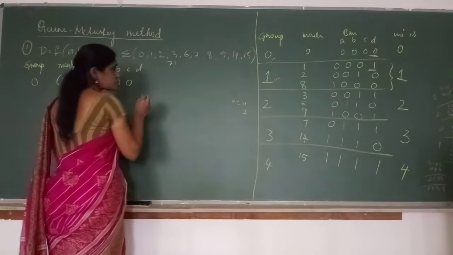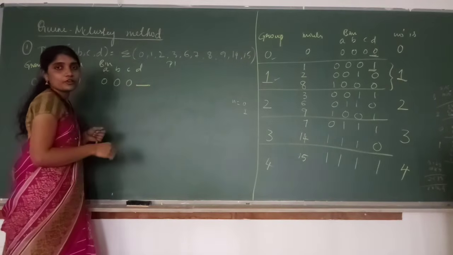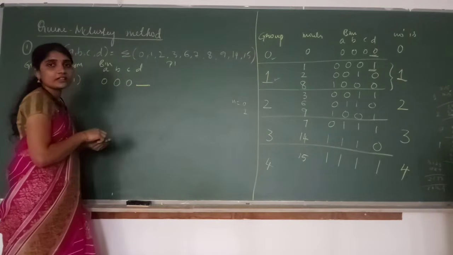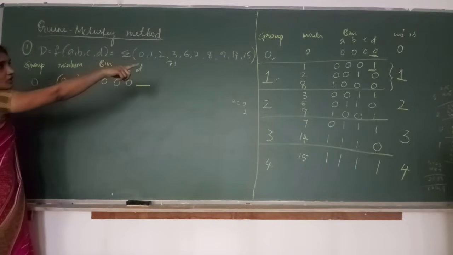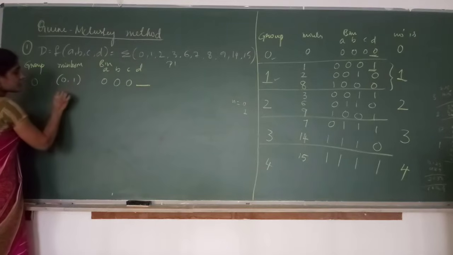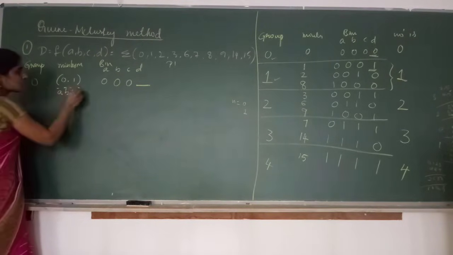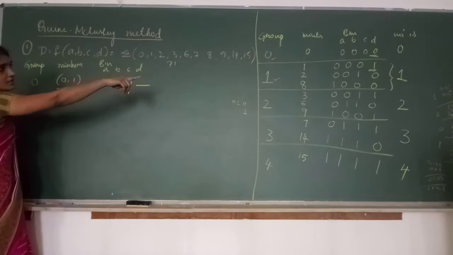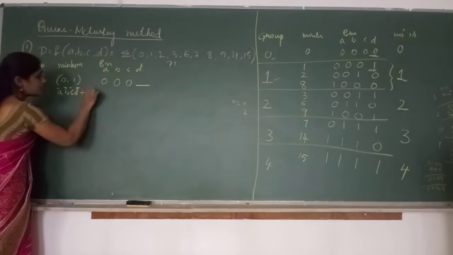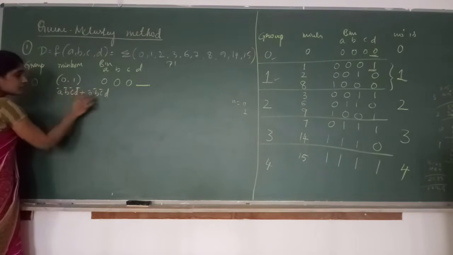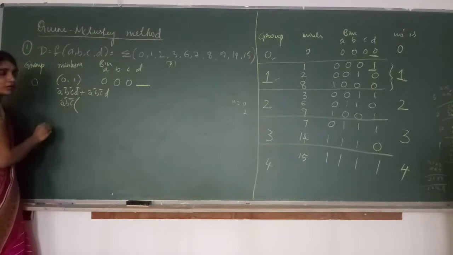So whichever position is different, for that you have to put a dash. Why we write like this: now we are comparing 0 and 1, right? What is 0? 0, 0, 0, 0. That means A bar, B bar, C bar, D bar. Minterms: 0 plus 1. What is 1? A bar, B bar, C bar, D. Which variables are common here? A bar, B bar, C bar is common.